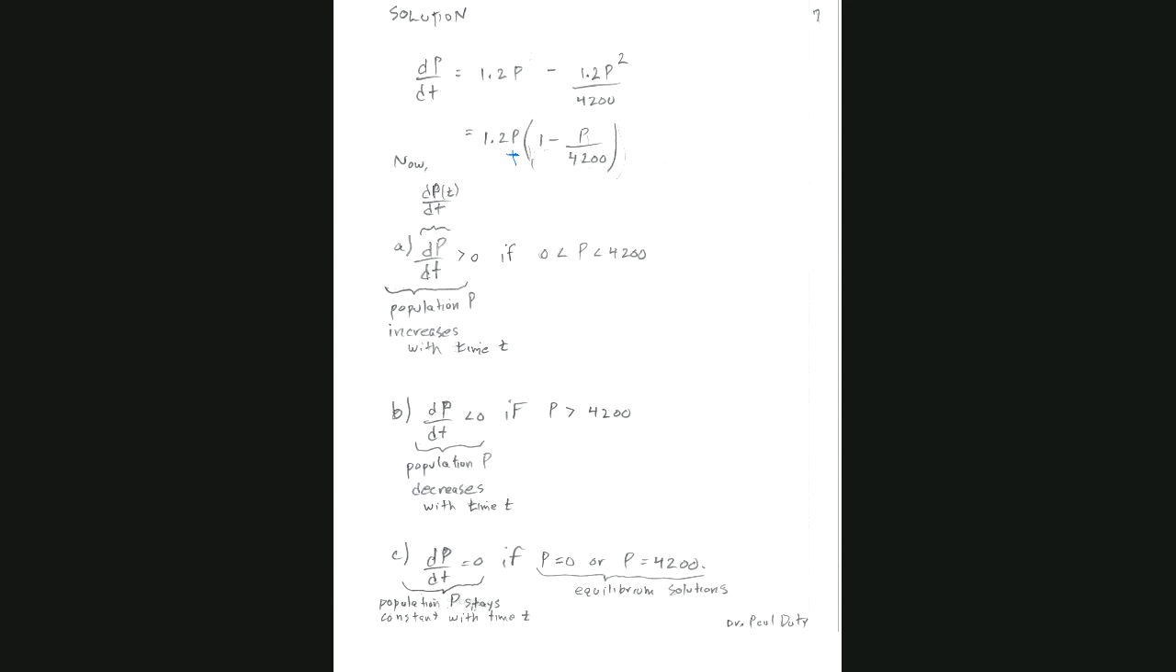And the second factor, for it to be positive, the P has to fall between 0 and 4,200, because that would make P over 4,200 less than what number? If P is between 0 and 4,200, then P over 4,200 would be less than what number? 1. That's right, John. And therefore, the second factor would be positive.